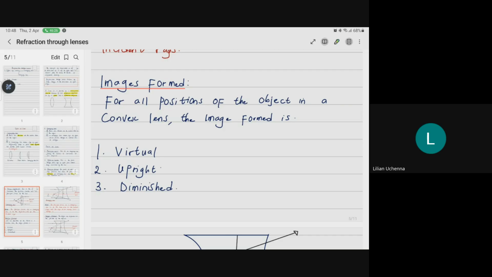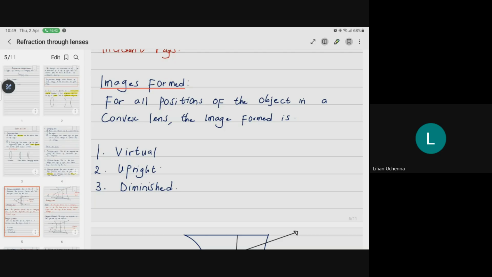So now, for the convex lens, the same thing happens. No matter the position of the object, the same kind of image is formed. And the image is going to be virtual. The image is going to be what? Upright, and it's going to be what? Diminished. That means it's going to be smaller than the object.